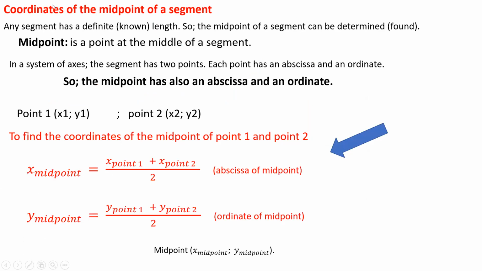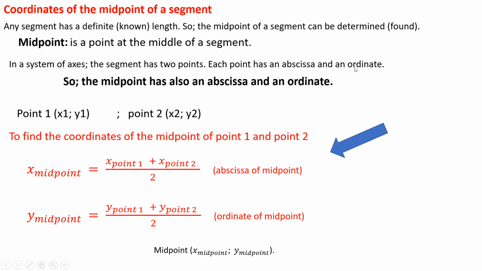Now, since we can have a segment in a system of axes, as in geometry, each segment has a midpoint. Any segment has a definite or known length, so the midpoint of a segment can be determined or found. What's the midpoint? It is a point in the middle of a segment. In a system of axes, the segment has 2 points. Each point has an abscissa and an ordinate.